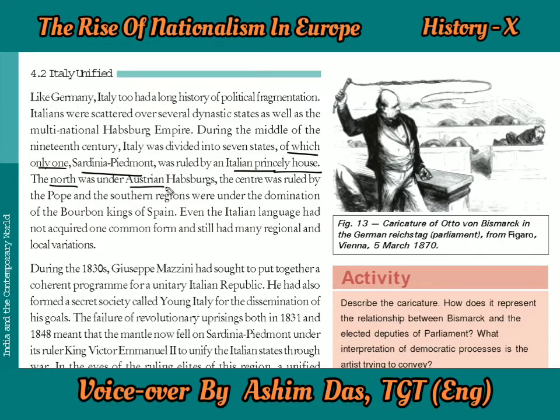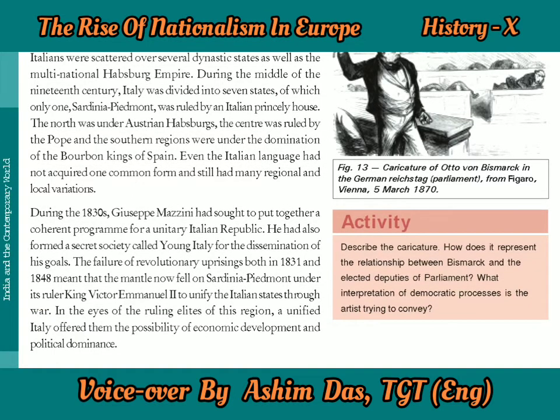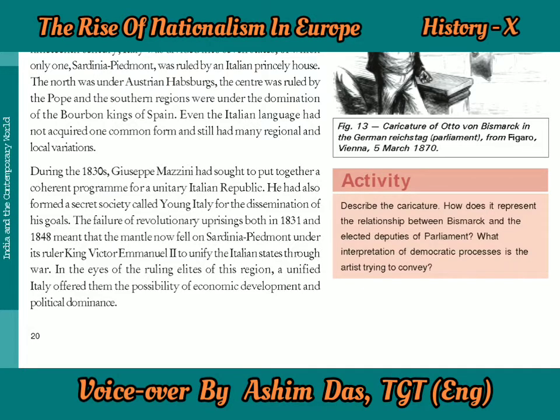Like you can see, the north side was under the Austrian Habsburgs, those rulers, and the center was ruled by the Pope, the head of the Catholic Church in Rome and the Vatican City. And after that, the southern regions were under the domination of the Bourbon kings of Spain, and even the Italian language had not acquired one common form and still had many regional and local variations. The local variations in the sense that the people of different areas of Italy spoke different dialects of the Italian language, and it was not a common language that could bind them together.